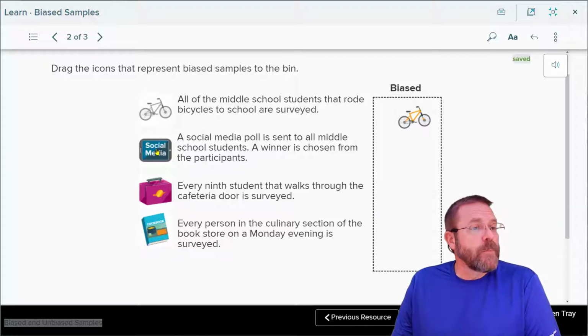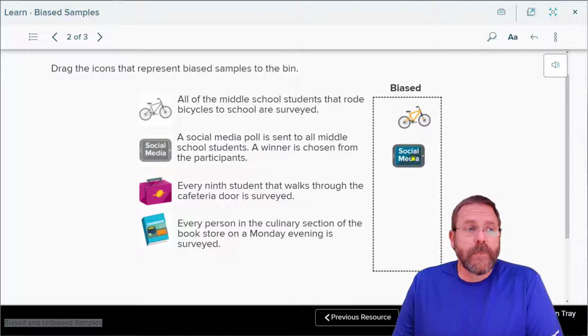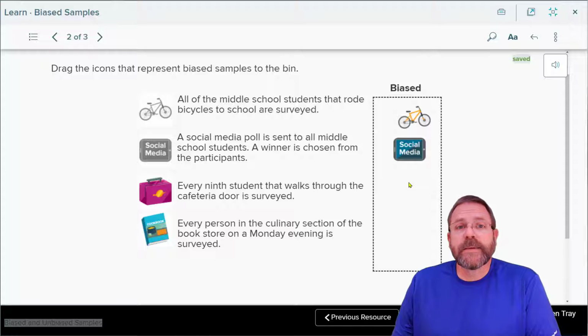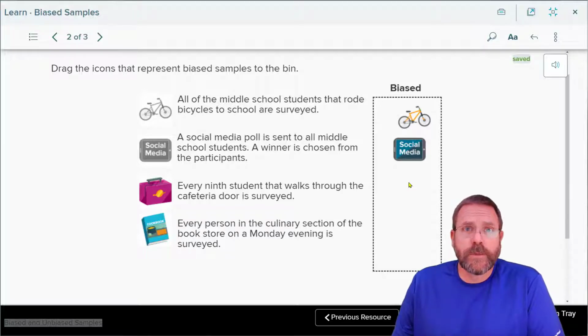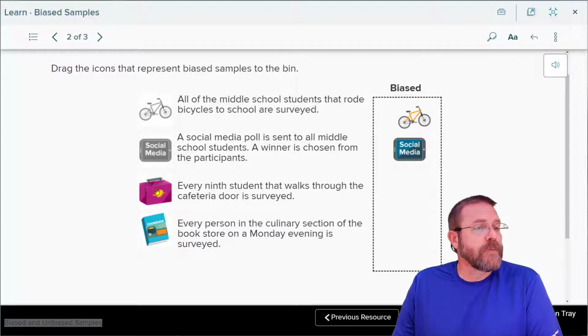A social media poll is sent to all middle school students. The winner is chosen from the participants. We just talked about that. That's also going to be biased because they got to choose whether or not to participate. Every ninth student that walks through the door of the cafeteria is surveyed. That's probably not going to be biased because that's a specific random sample, and pretty much all the middle school students have to go through the cafeteria doors.